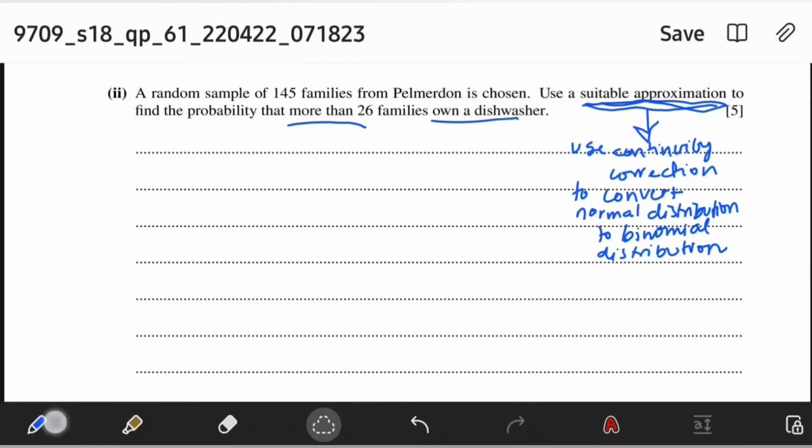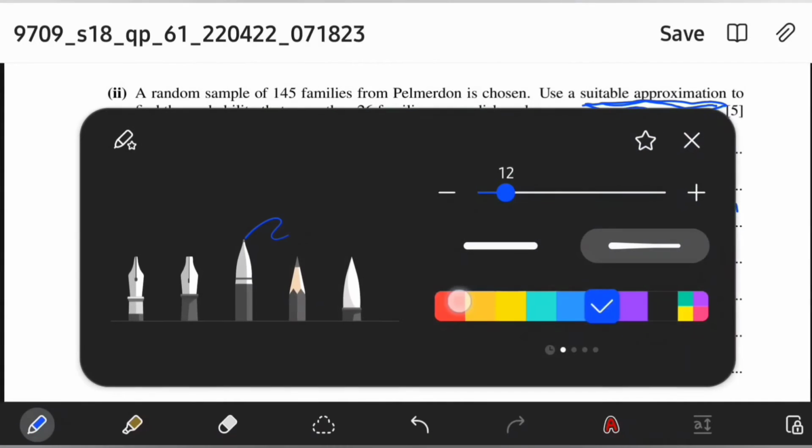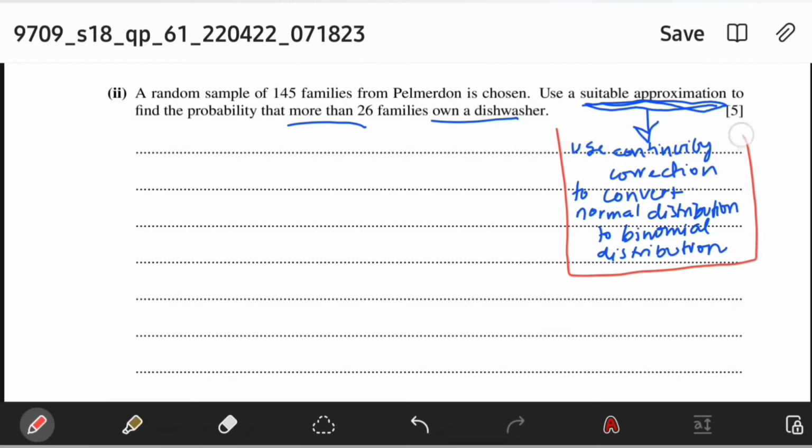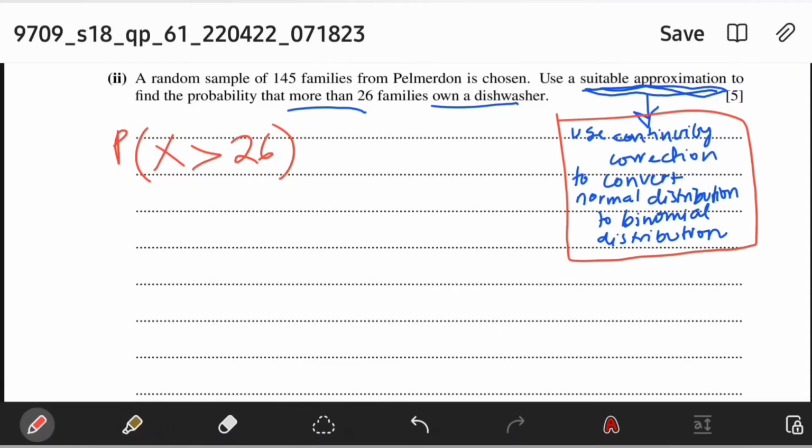Remember this. So we have to find out the probability of more than 26 families owning a dishwasher. So this would become, according to the continuity correction, since the sign is greater and there is no greater and equal to sign, so it would become 26.5 minus mean over standard deviation.